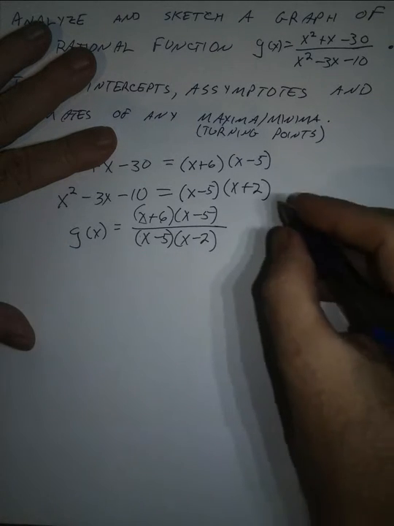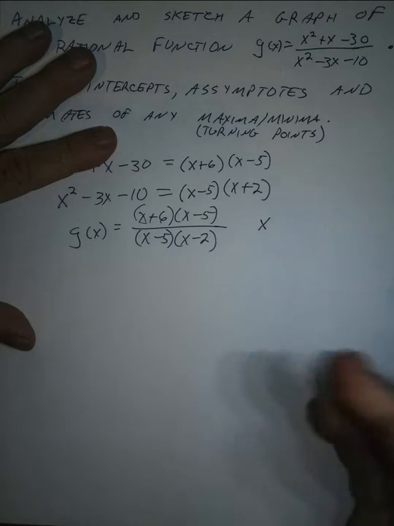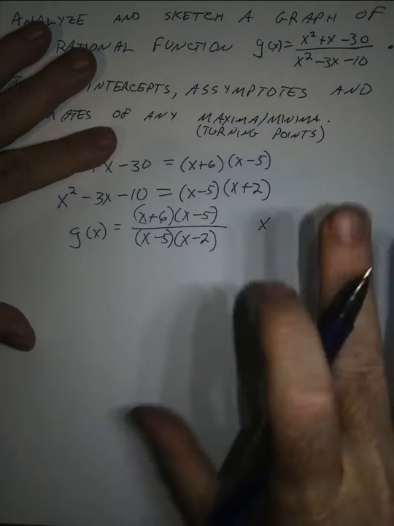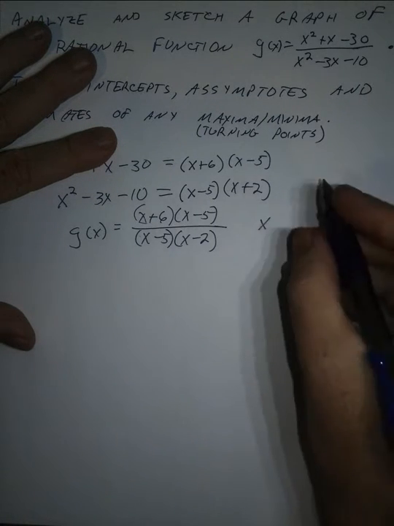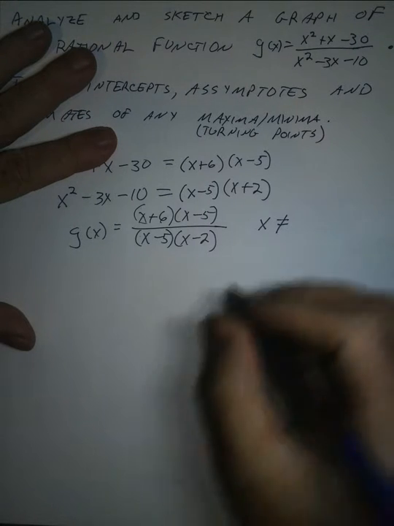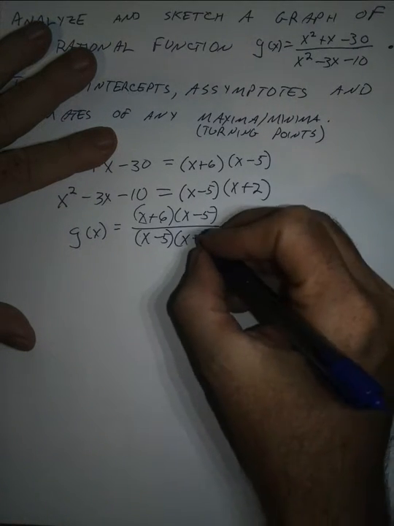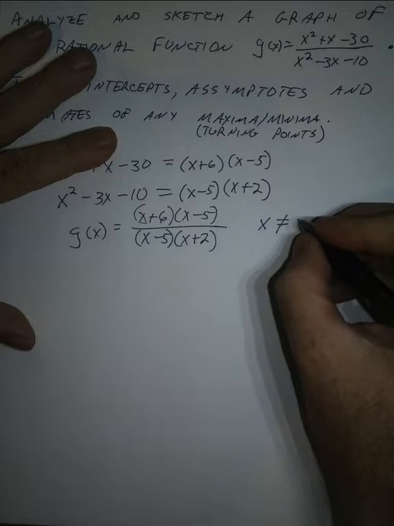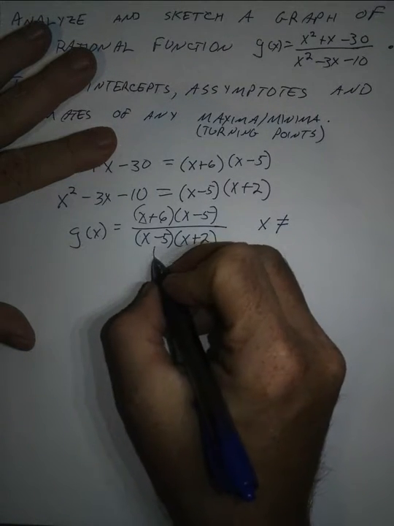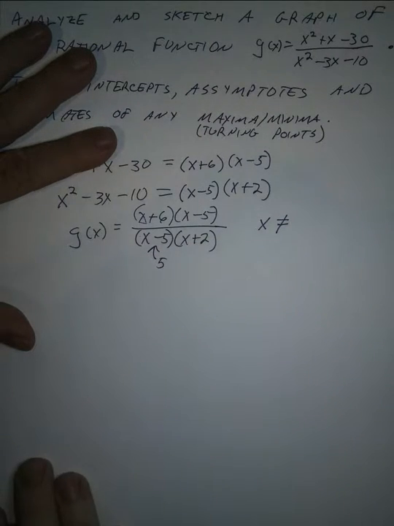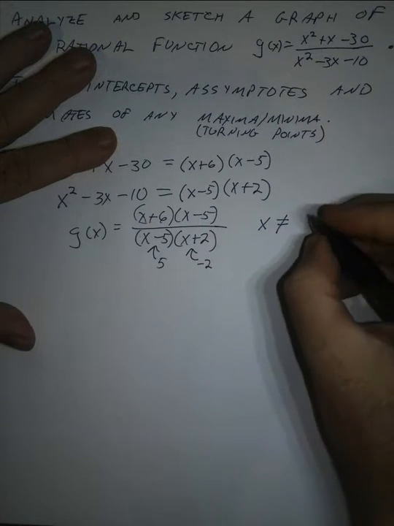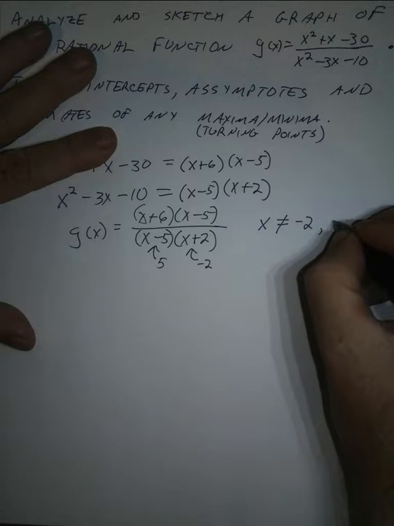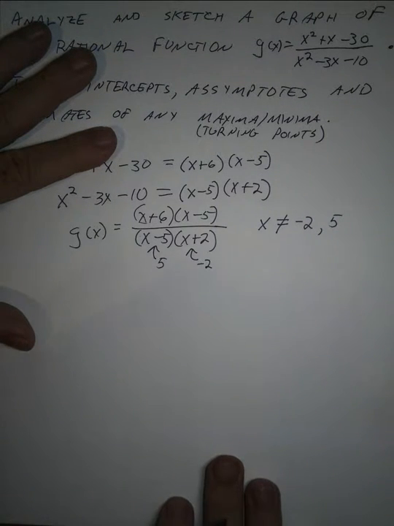So once I've got it in this form, I can write my domain restrictions. And there are a lot of different ways to do this. If I'm just analyzing the graph, and they don't specifically ask for the domain, I'm going to list my domain restrictions. I'm going to say x can't be, sorry, that should be a plus, x can't be the zero associated with this, which is 5. When I make x 5, 5 minus 5 is 0. And the zero associated with this is negative 2. So x can't be negative 2, and it can't be 5. Those are my two domain restrictions. All the other values of x are fine.